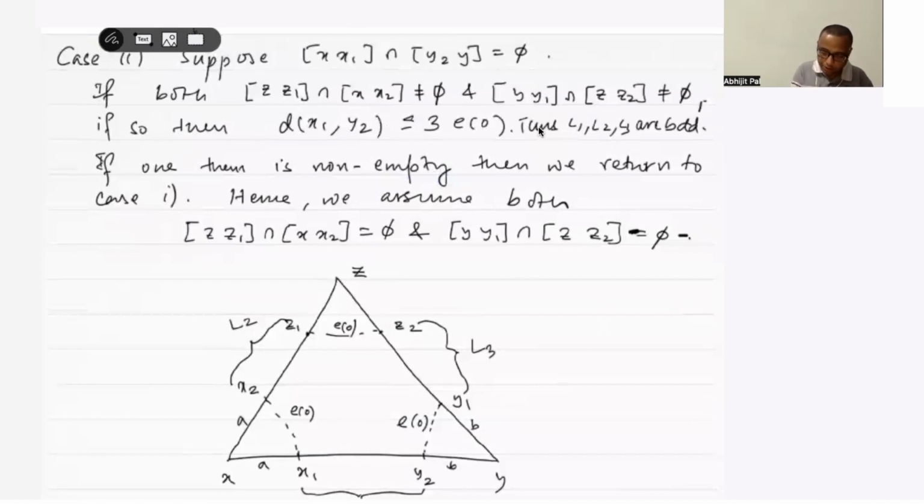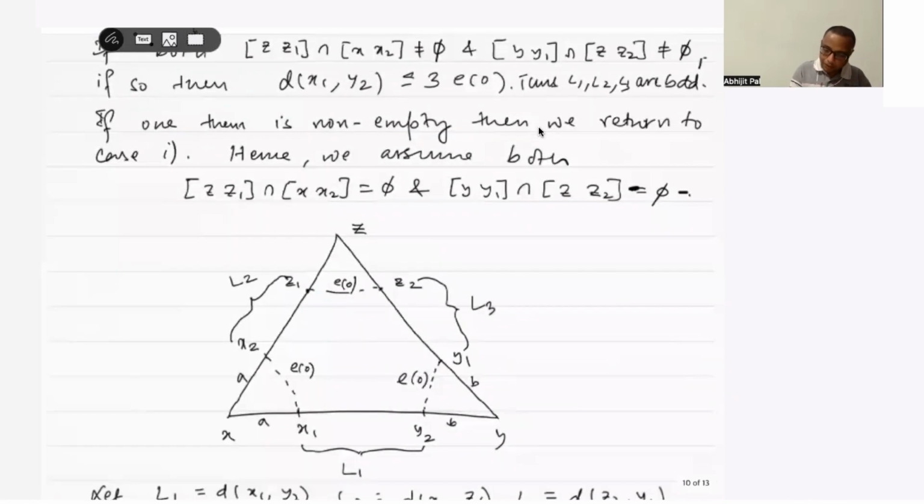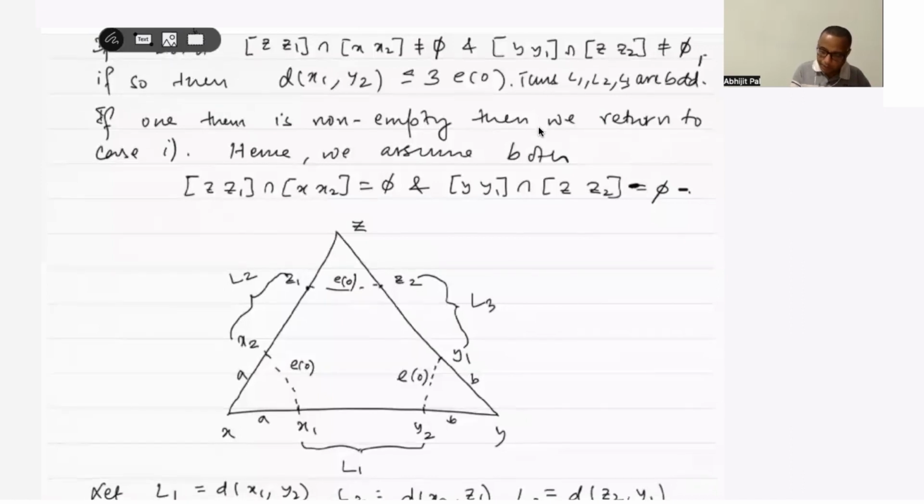the geodesic Z to Z1 does not intersect with the geodesic x to x2. The geodesic y to y1 does not intersect with z to z2. And so our goal is to prove that these distances L1, L2, L3 are bounded. If you can prove that, then this triangle will be a slim triangle.